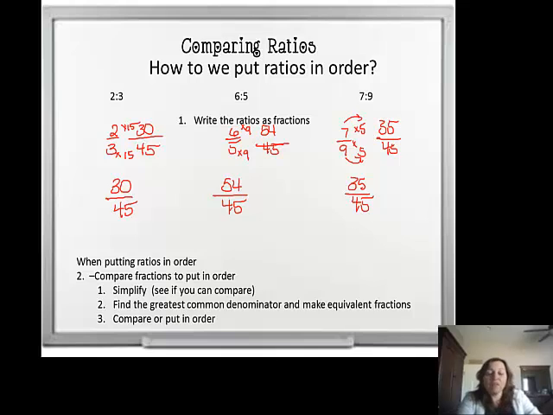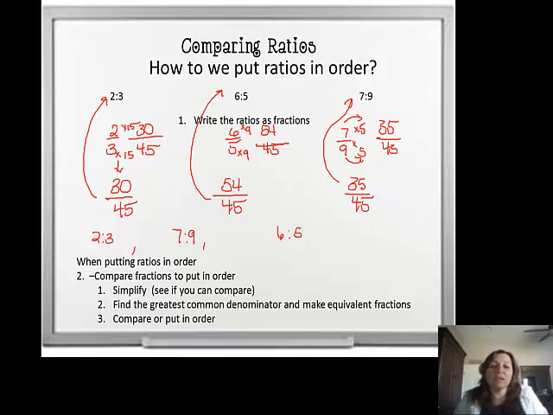Okay, so now we have 3 fractions with the same denominator, and we can simply take a look at the numerators in order to put them in order. And we can see the smallest or least would be our 2 to 3, this one here. And then we can see that our greatest is this 54/45 or 6 to 5. And then we can also see that 35/45 is our middle. So when we put them in order, they look like this. It makes it really easy once the denominators are all the same and we're looking at equivalent fractions to say, all right, let's just compare the numerators and put those in order.